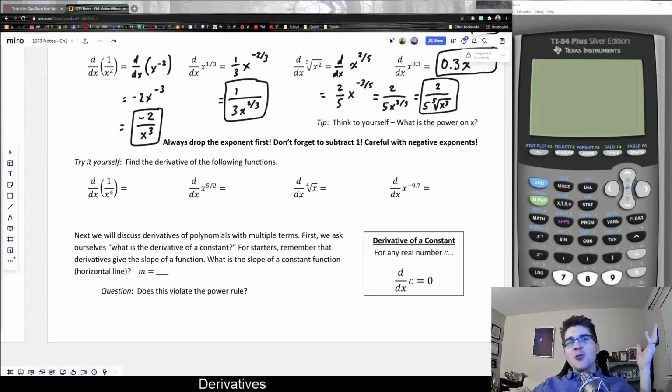Now the next rule, this also applies to the power rule as well. It's just technically it fits under the same category. But the next property I want to discuss is: what is the derivative of a constant? Well, as you can see from the lecture notes, it says for any real number c, the derivative of that constant is always equal to 0.